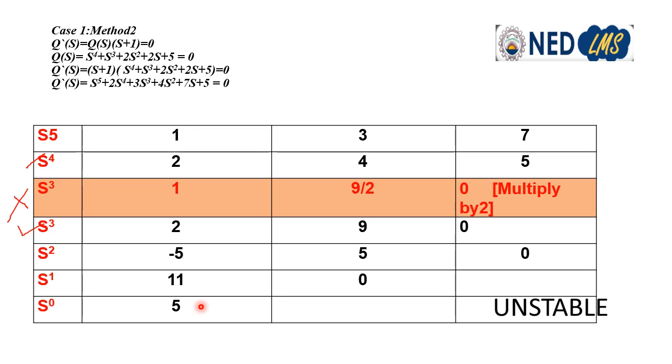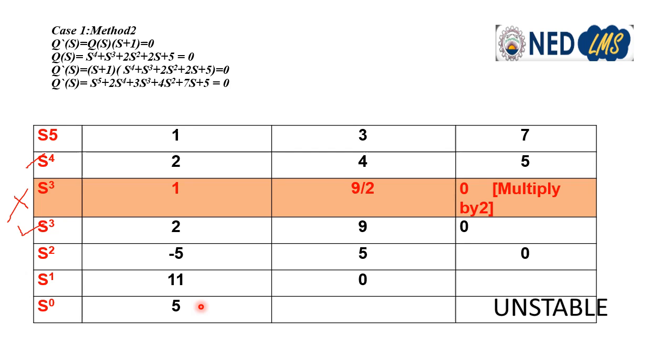From plus 2 in the s cube row, and in the s square row it is minus 5, that is from plus 2 to minus 5, and then again minus 5 to plus 11 in the s raised to the power 1 row. It means that again we have obtained the same result by using remedy 1 and remedy 2.